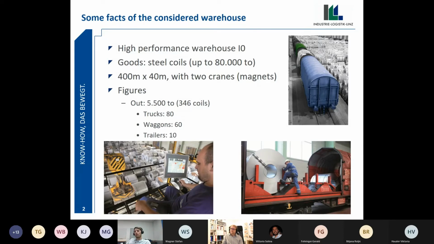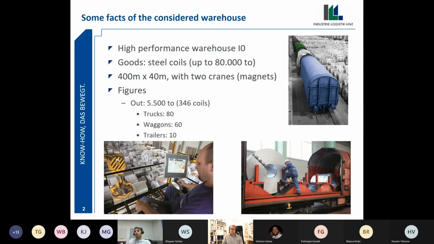We are operating the warehouse with 2 cranes. They have some magnets. We can see it in the left picture with the yellow magnet. The magnet is positioned on the top of the coil. The magnet is magnetized, and then we can move the coils from one position to another.